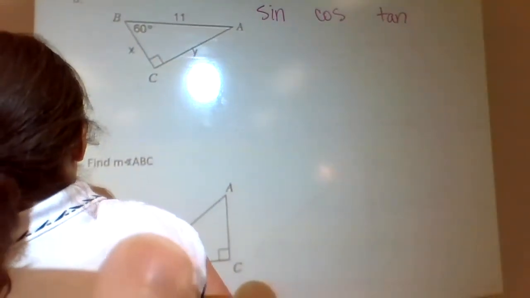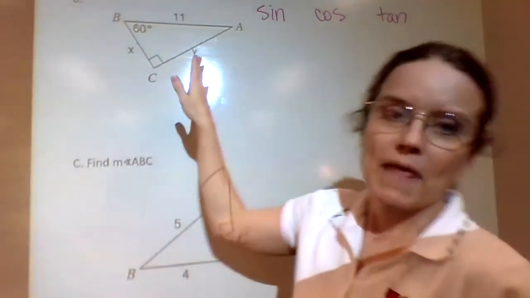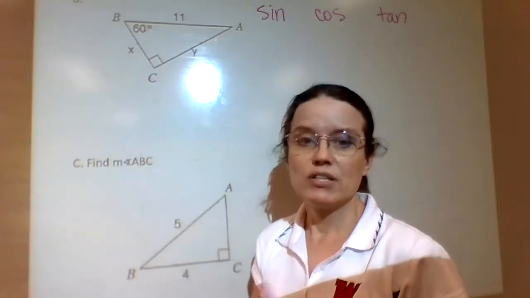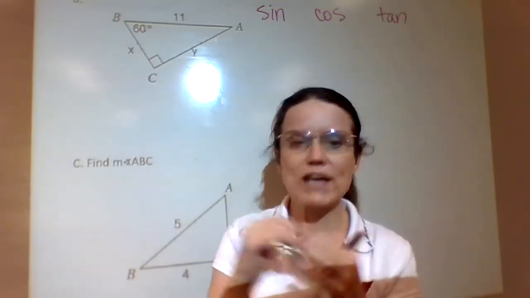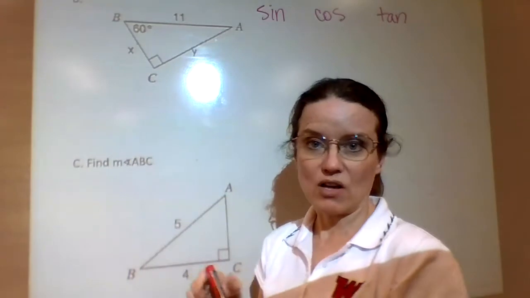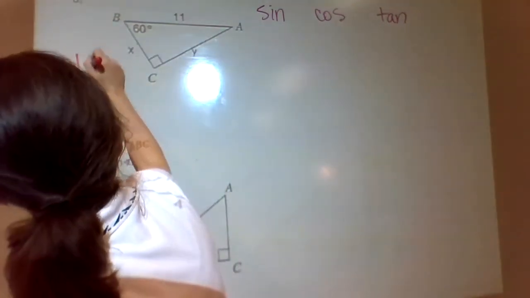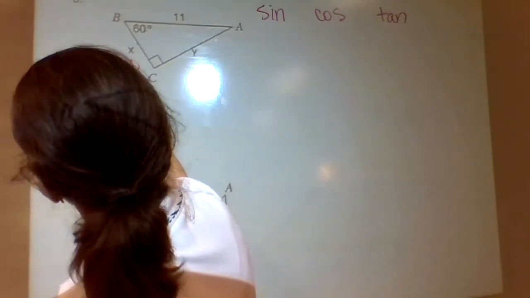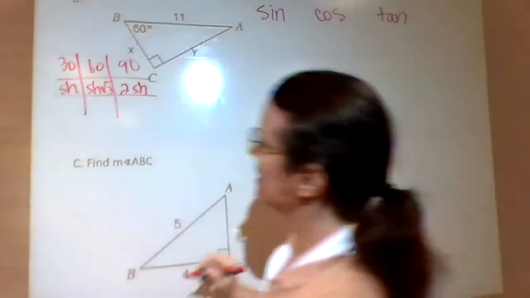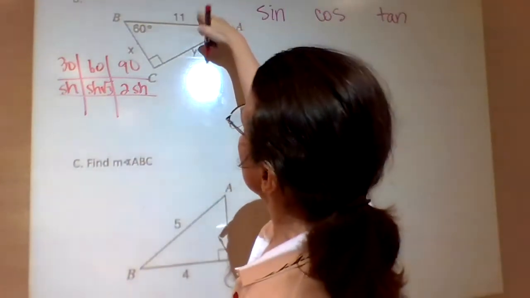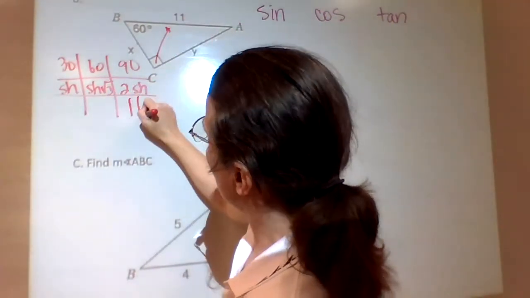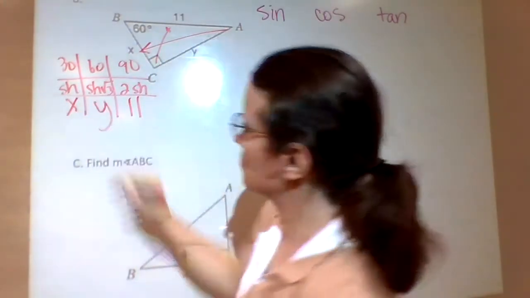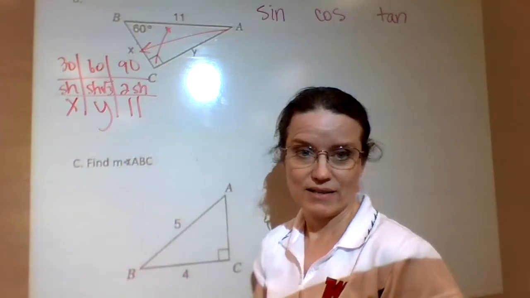For problem B, here I have another 30-60-90 triangle. You are certainly welcome to use the special right triangle ratios to solve this, where you had your short side, short root 3, and 2 times your short side. When you did that, this 11 is your hypotenuse. The 30-degree side is x, and this is y. And you can certainly do that, okay?